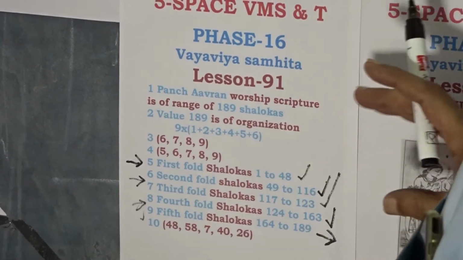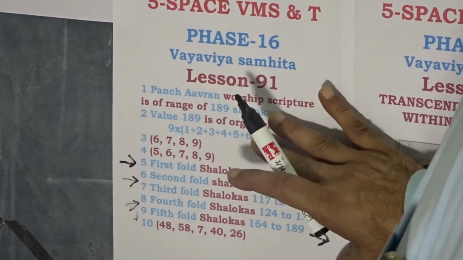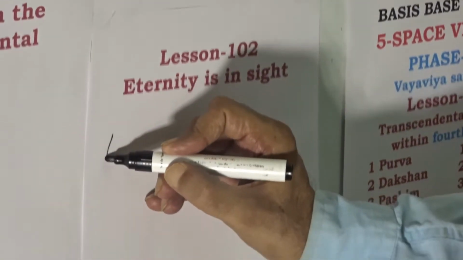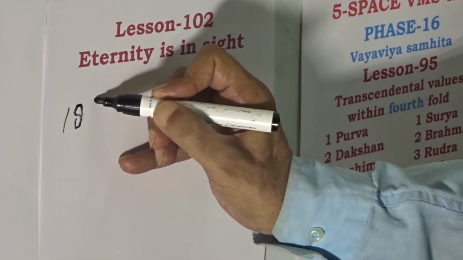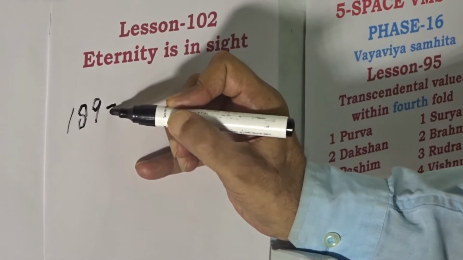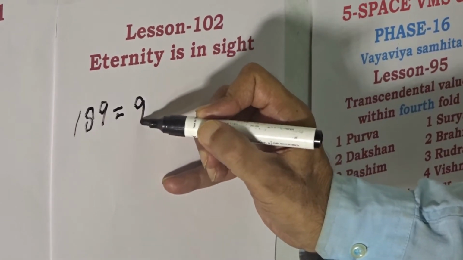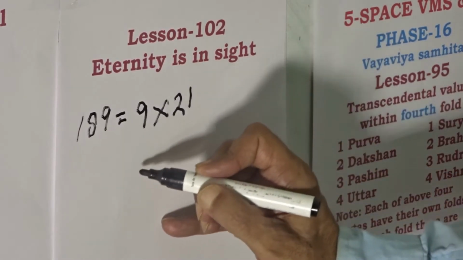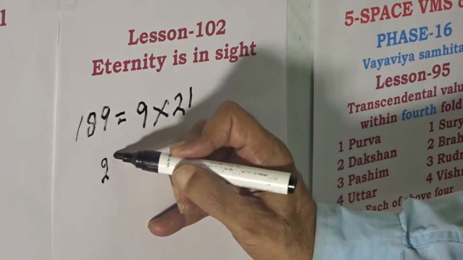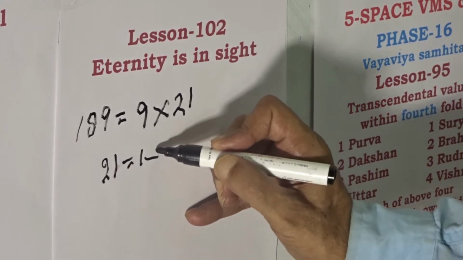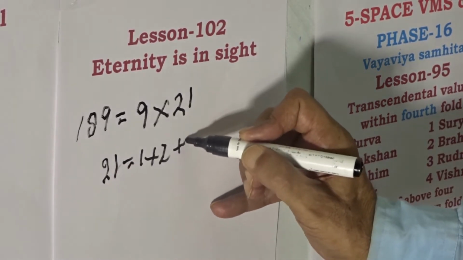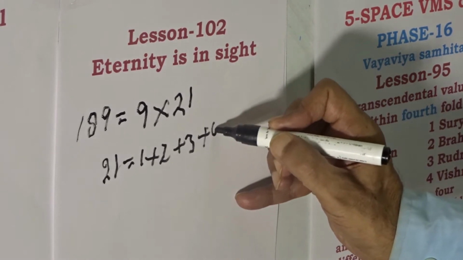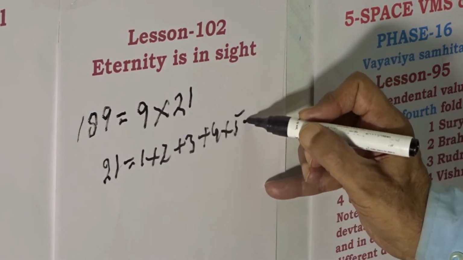This 5 fold set-up is to be taken in the sense that the value 189 is a value which accepts organization as 9 multiplied by 21. This 21 is the value which accepts an organization as 1 plus 2 plus 3 plus 4 plus 5 plus 6.